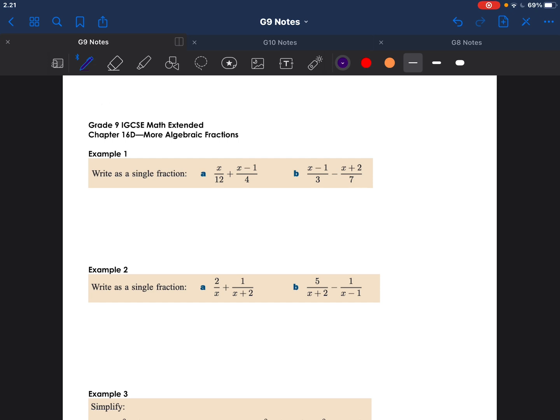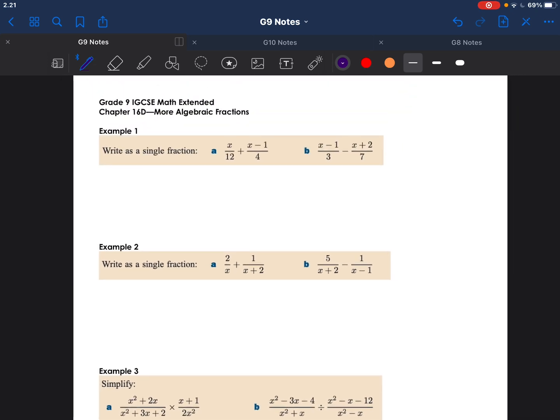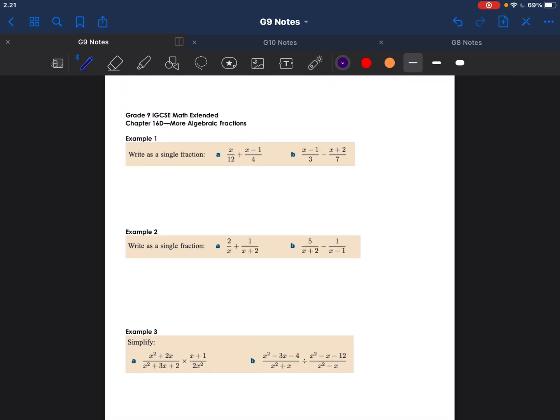Alright, so I'm going to let you guys do 6D here. And I'm going to talk about it in class, but I want you guys to solve these on your own first. Alright, see you guys then.